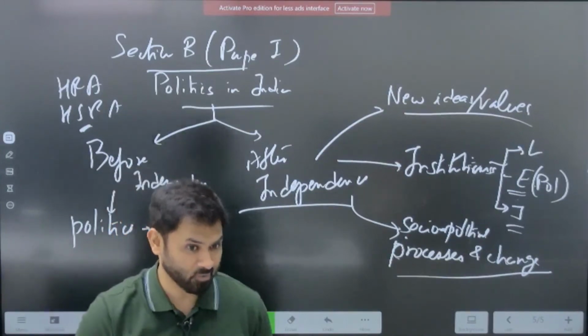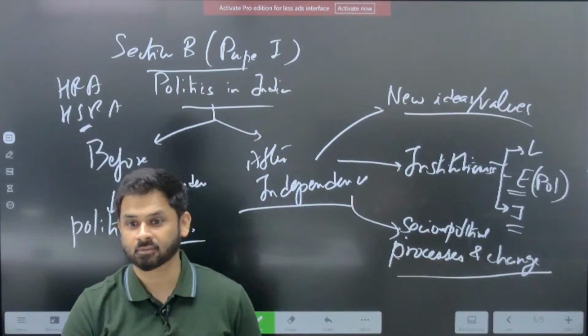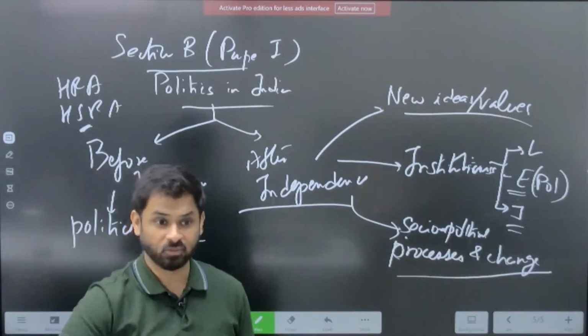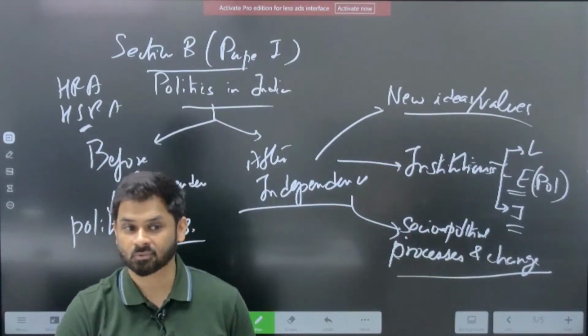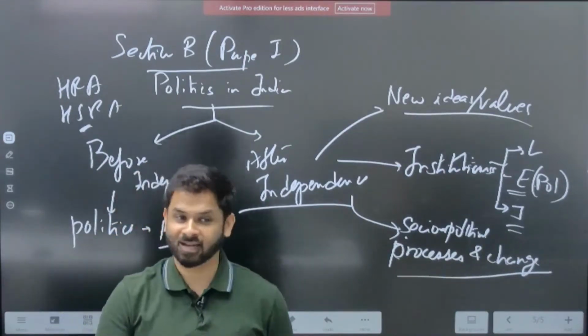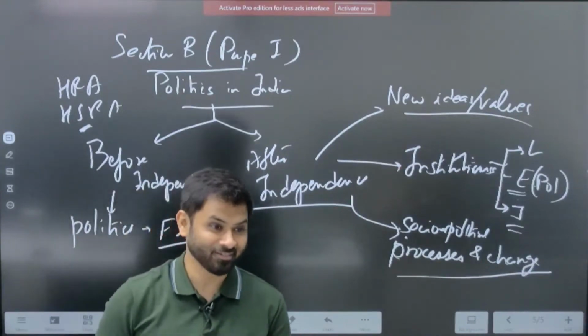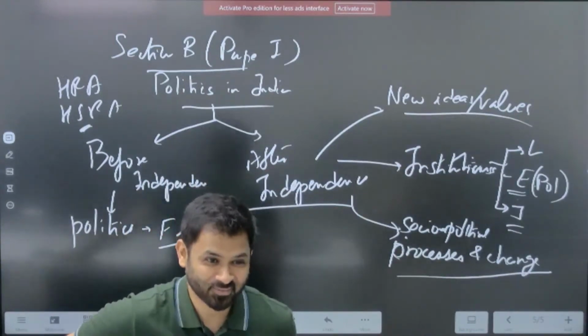BSP was formed, Bahujan Samaj Party, in the 1980s. And there were different such movements which are related to political parties also. So the entire political scene has to be understood, and this is very, very interesting.